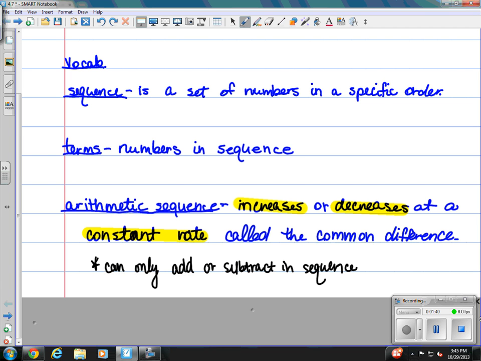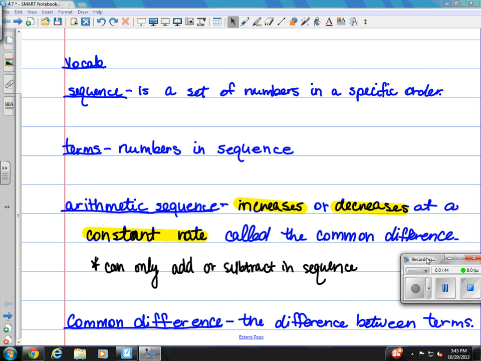And our very last one is our common difference. Common difference is the difference between the terms. So how far apart each is, how much you have to add or how much you have to subtract to get to the next term.